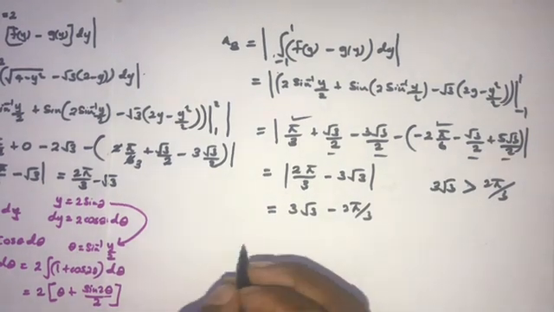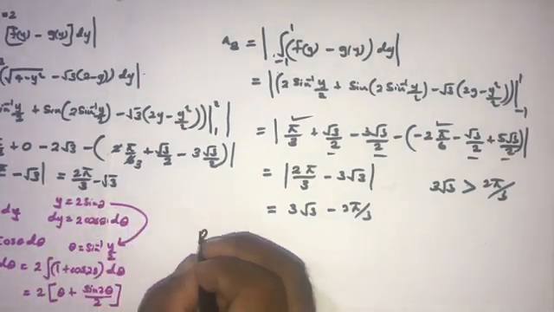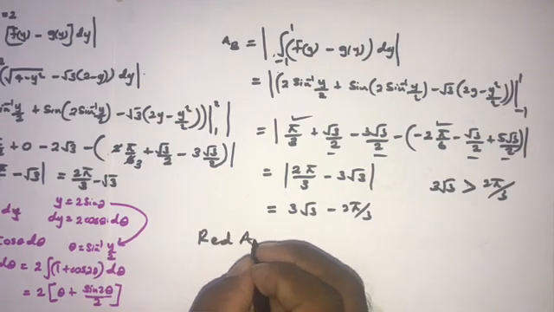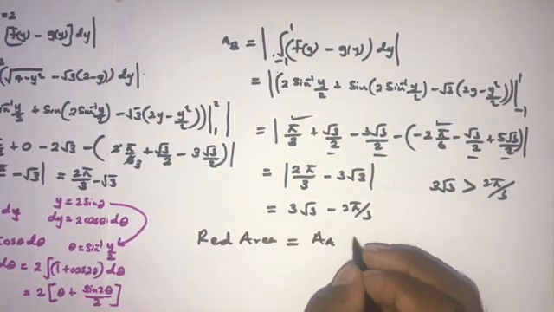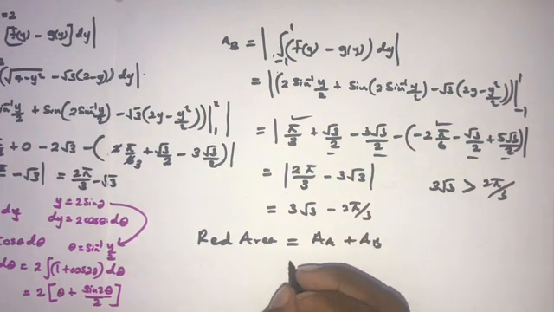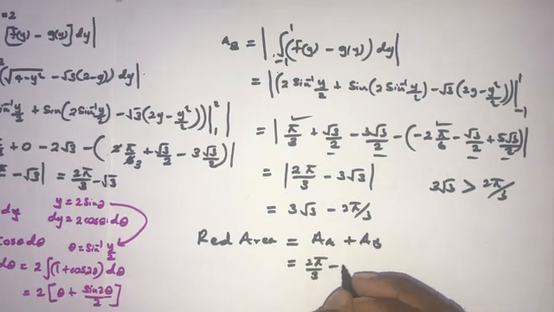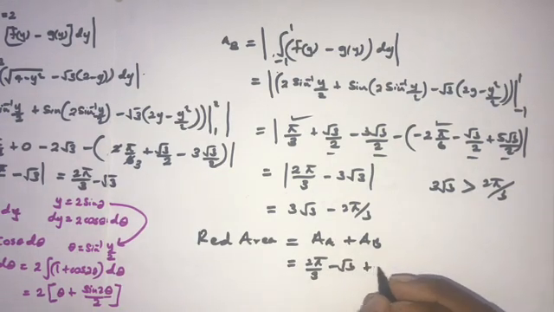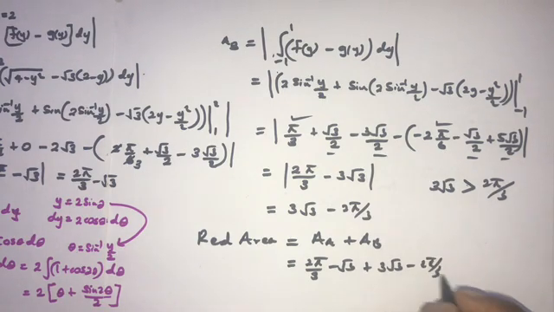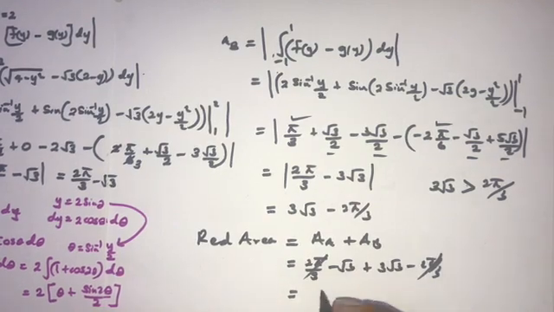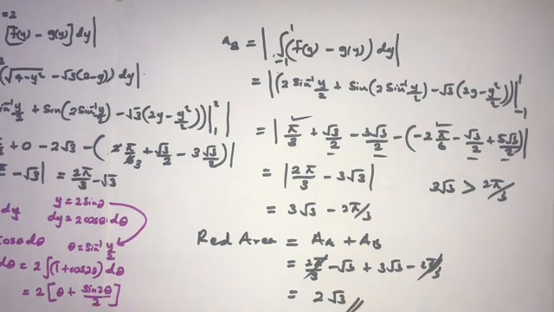Okay, then the red area is equal to area of A plus area of B. Area of A here is 2 pi over 3 minus square root of 3 plus 3 times square root of 3 minus 2 pi over 3. The 2 pi over 3 gets cancelled, and here we have 2 times the square root of 3. Okay, this is the answer.